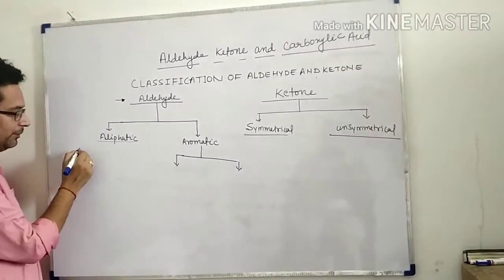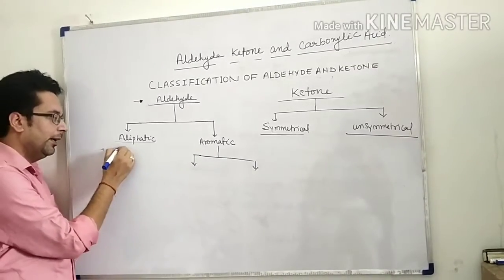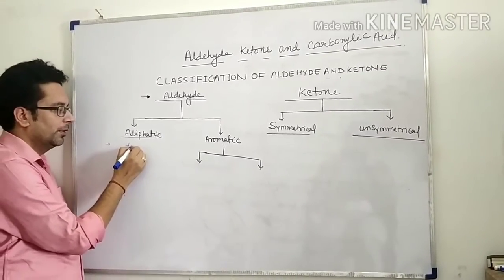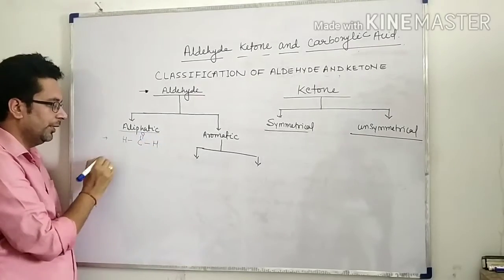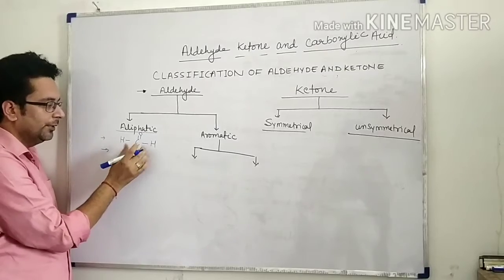Look here, example: H, C double bond O, H. Now next, this is formaldehyde.